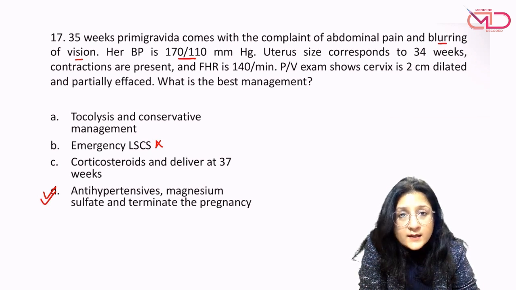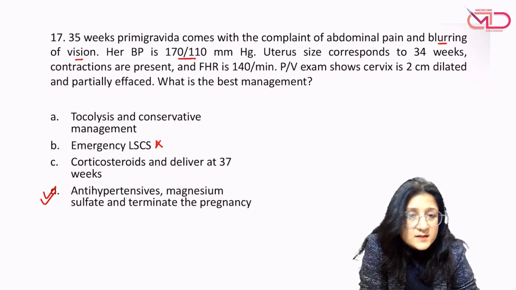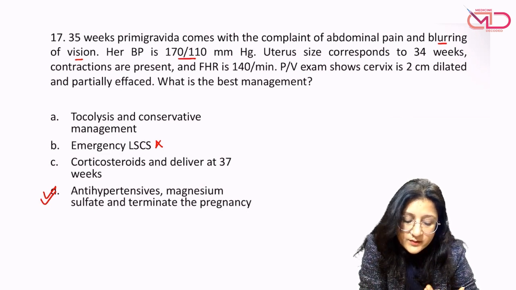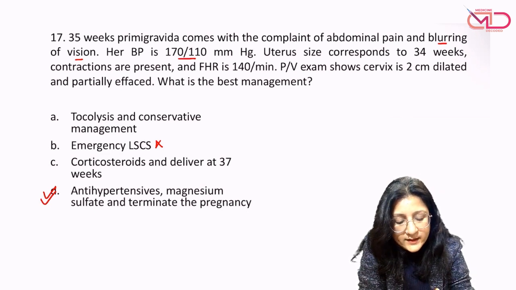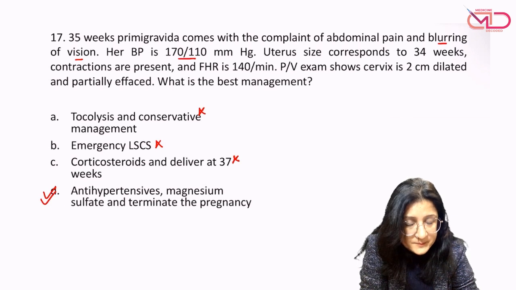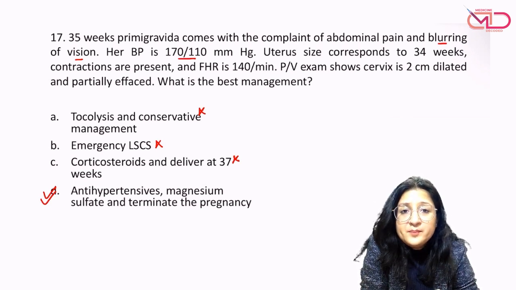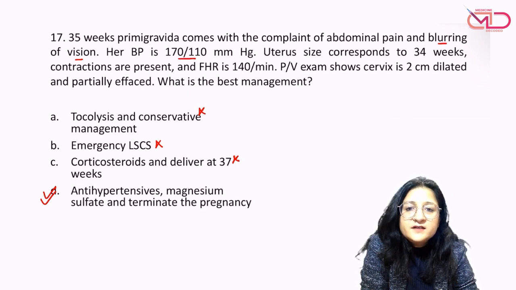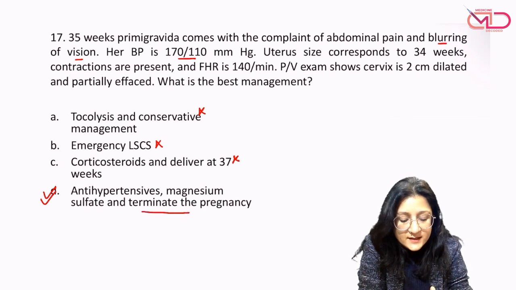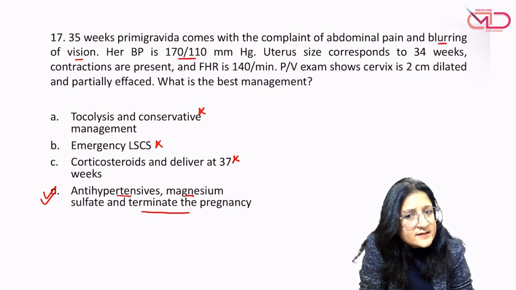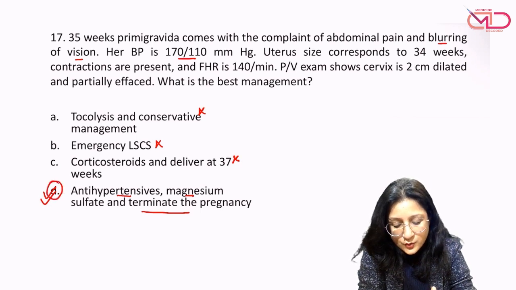There is absolutely no conservative management in such a situation once the woman with severe preeclampsia has crossed 34 weeks of gestation. And corticosteroids and deliver at 37 weeks, that also is not the right answer. I mean, had she been less than 34 weeks, right? Had she had no signs and symptoms of impending eclampsia, then a conservative management would have been attempted. But in this particular situation, there is no reason for a conservative management. Therefore, termination of pregnancy, controlling the BP, prophylactic magnesium sulfate, and there is no direct indication for a cesarean section as well. So the best answer to choose is option number D.